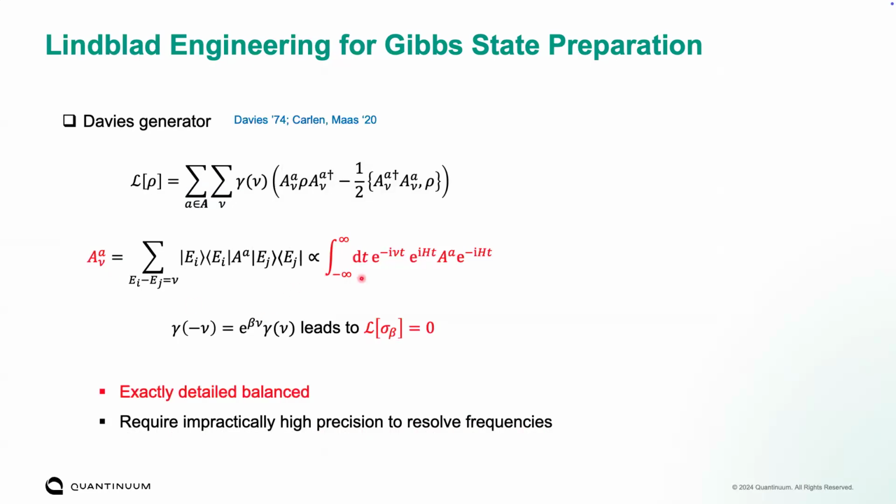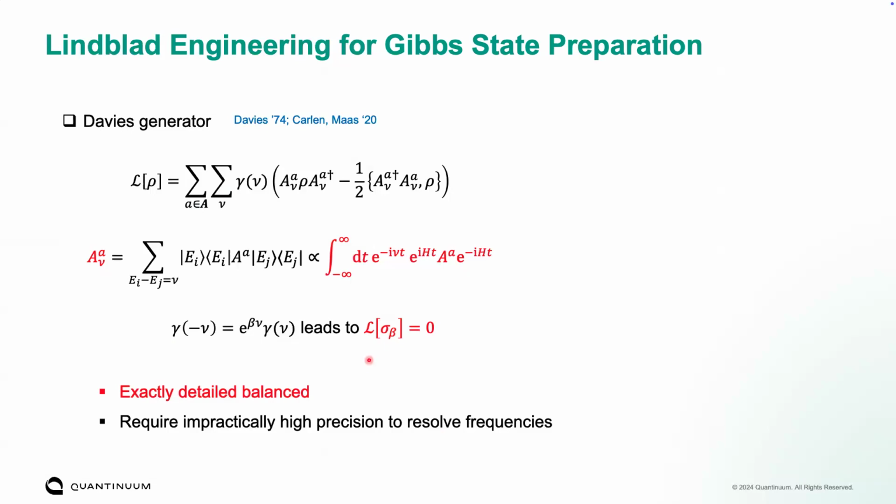This can be written in the form of a Fourier transform, so you can also write it this way on the right-hand side. So this A_nu can induce a transition that has energy difference nu. And with this nu, you want to apply this gamma transition function. You want to choose gamma in such a way that this Lindbladian has a Gibbs state as a fixed point.